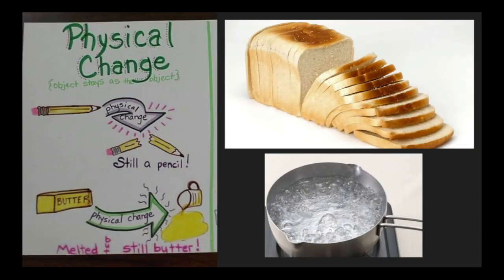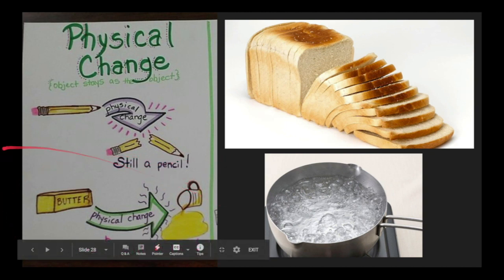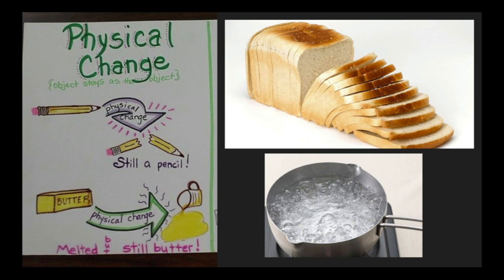Here are some more examples of physical changes. Right here is a regular pencil, but look, somebody broke it in half. But just because someone broke a pencil in half does not mean that it's no longer a pencil. It's still a pencil. Same thing with butter. If you had a stick of butter and you left it out, then it's gonna melt. But it is still butter. It did not turn into something else.